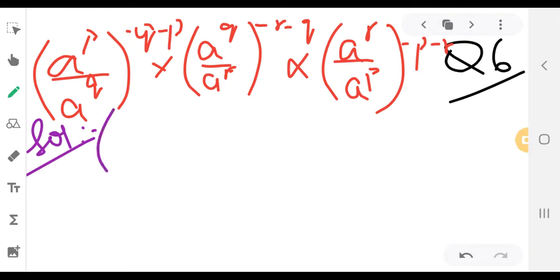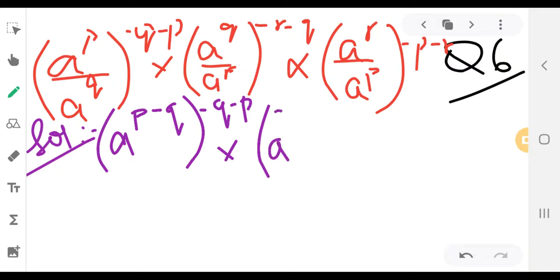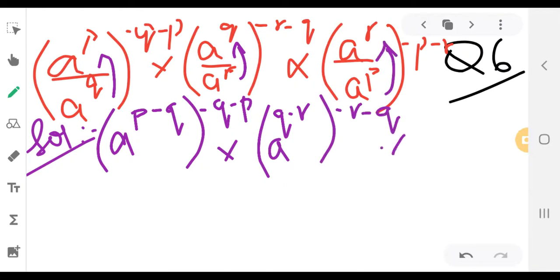So we are going to arrange the entire expression as a raised to p minus q, whole raised to q minus p, similarly a raised to q minus r, whole raised to r minus q, multiplied by a raised to r minus p, whole raised to p minus r.